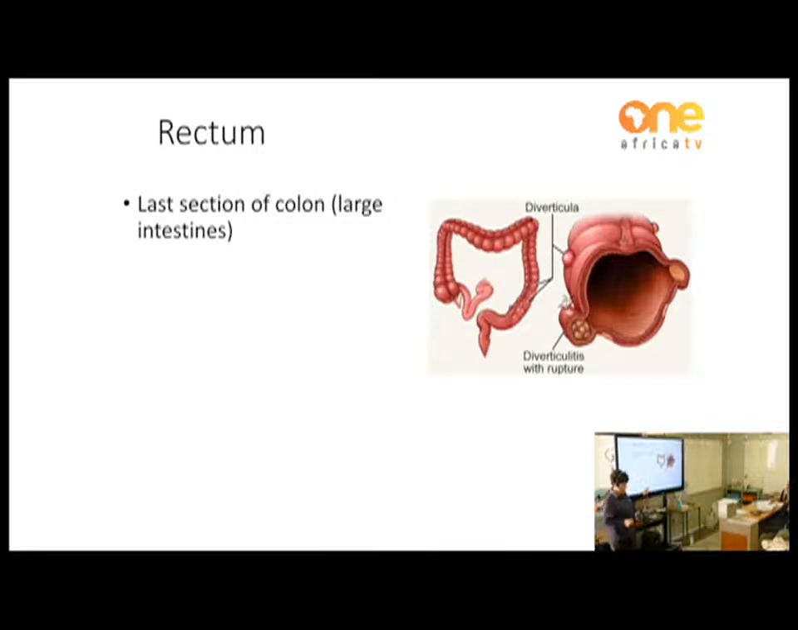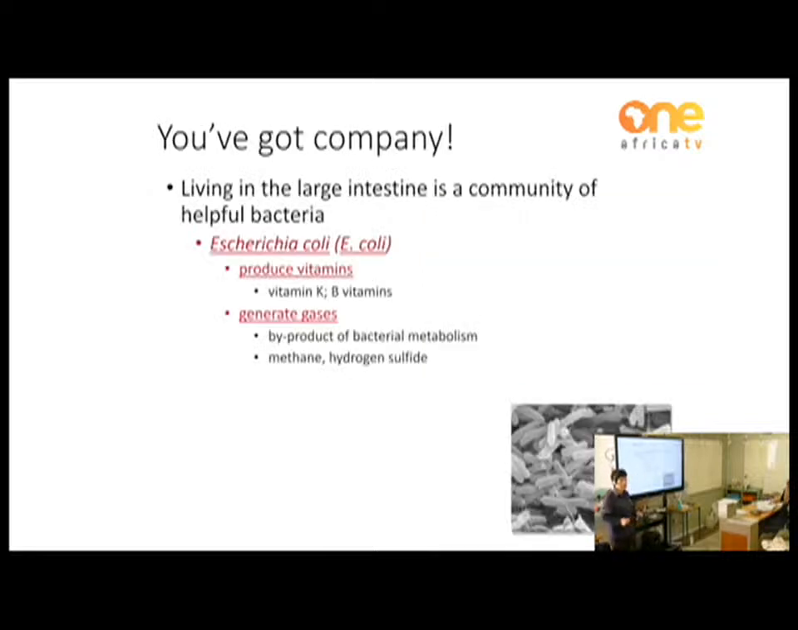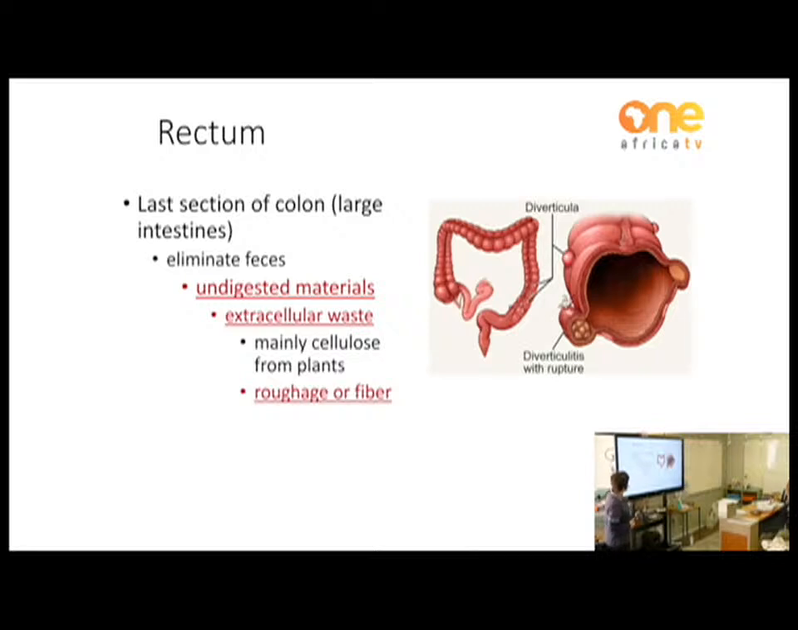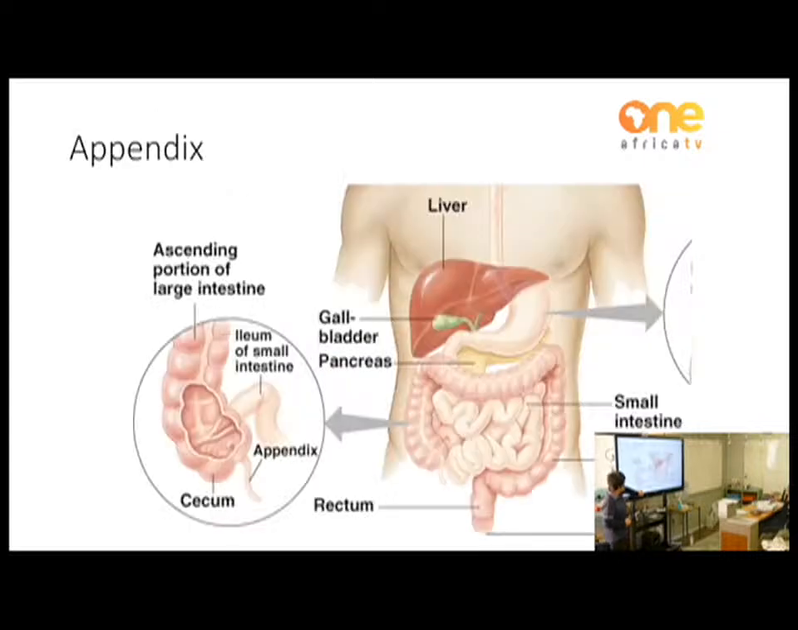But, right? They also generate the gases. Okay? The bacteria in the large intestine create those gases. Okay, right. And then the rectum. There we see the rectum that needs to eliminate the undigested material. We know it is the cellulose of the plants which produce the roughage and the fiber. Lots of bacteria in that part.